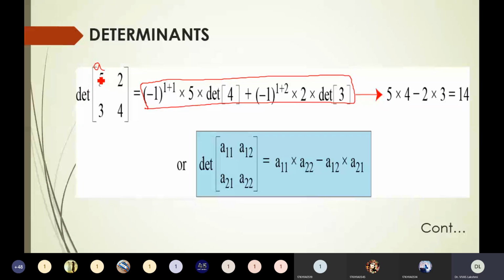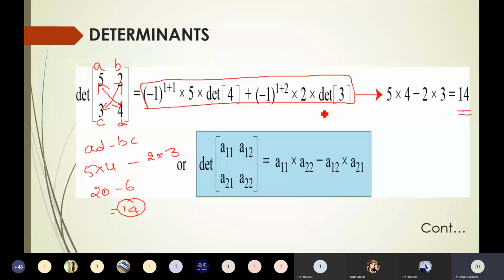So here this is A, this is B, this is C, this is D. How to calculate the determinant? AD minus BC. So here this is AD, that means 5 into 4, minus BC, 2 into 3. 20 minus 6, that is 14.